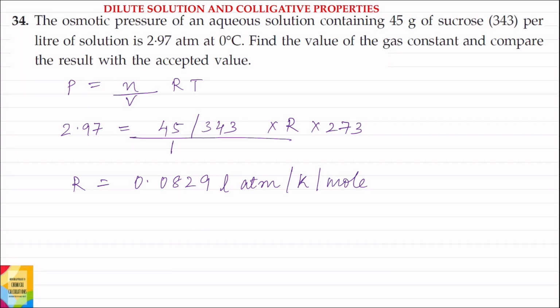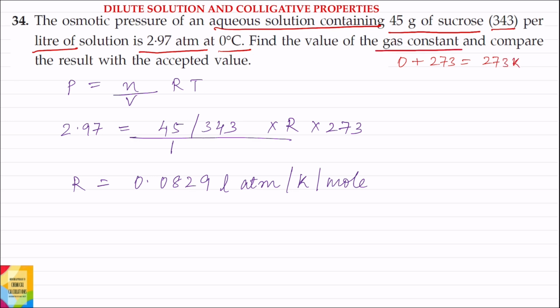Osmotic pressure of aqueous solution of sucrose, जिसमें कि 45 grams of sucrose, molecular weight 343 grams per mole in 1 liter of solution is given as 2.97 atmosphere. Temperature given as 0 degree centigrade, which means in Kelvin the temperature is 0 plus 273, and this is equal to 273 Kelvin. Find the value of gas constant, मतलब R की value find out करनी है and compare the result with the accepted value.